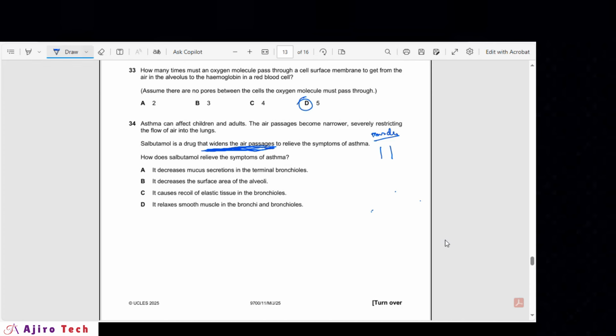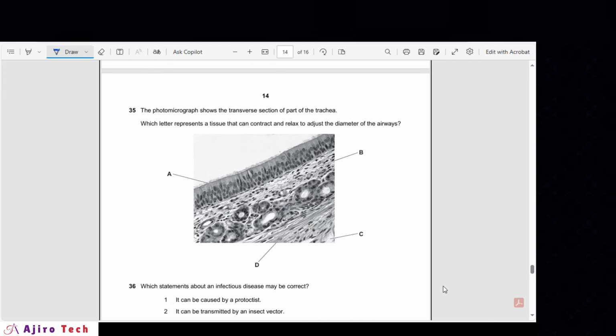So the drug relieves the symptom of asthma by relaxing the smooth muscles. It acts on the smooth muscles in the bronchi and the bronchial wall, making them relax. And when you look at this photomicrograph showing the transverse section of part of the trachea, remember in the trachea we have smooth muscles, we have cartilage, C-shaped cartilage.